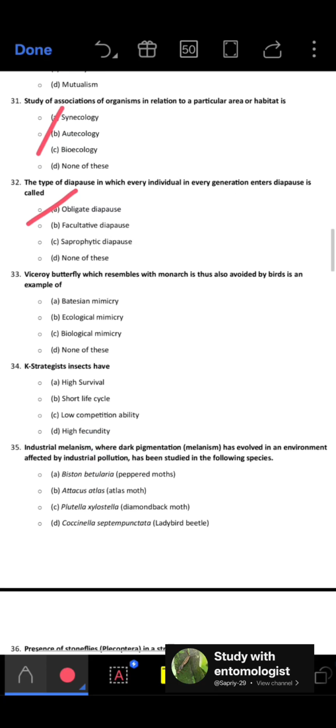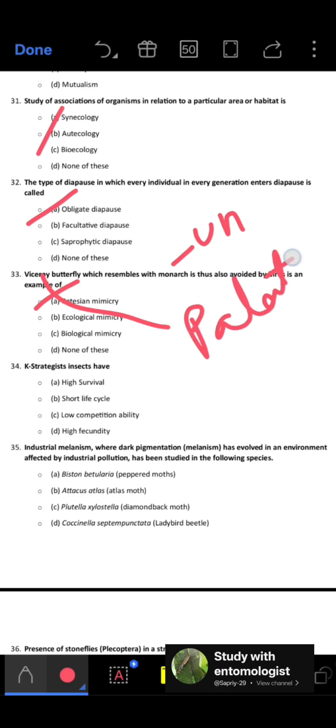Next is the type of diapause in which every individual in every generation enters diapause, known as obligate diapause. Next, the viceroy butterfly, which resembles the monarch and is thus also avoided by birds, is an example of? It is a kind of Batesian mimicry, because the monarch is unpalatable but the viceroy is palatable. So it can mimic the unpalatable species to get defense.